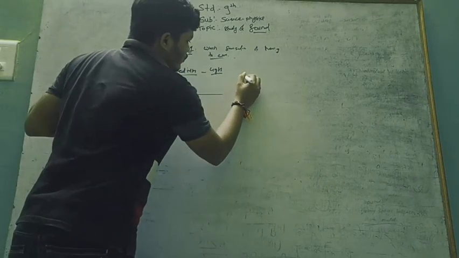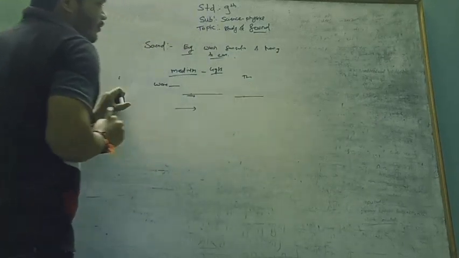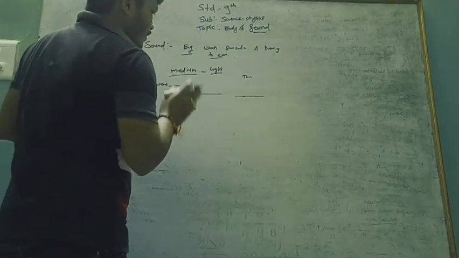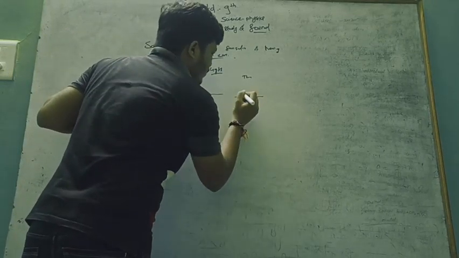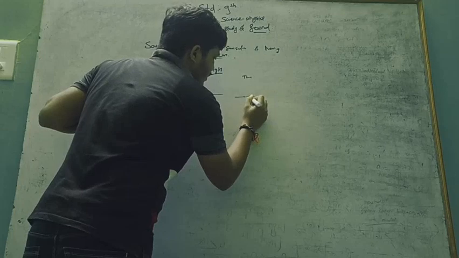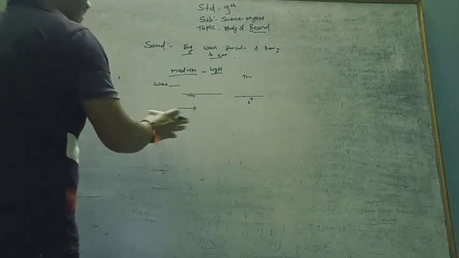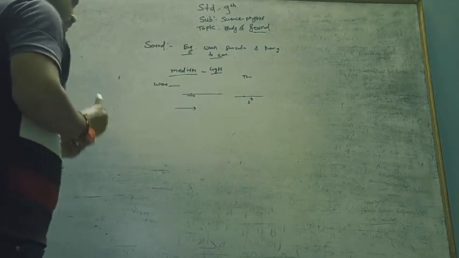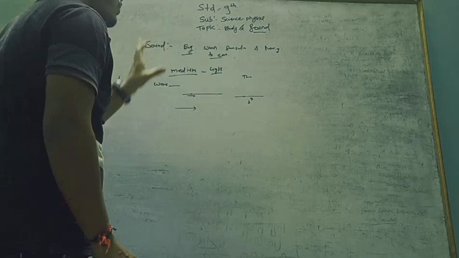But in the transverse wave, consider this is a wave and this is a particle. When the transverse wave propagates, the particles of the wave start to vibrate from their mean position in which direction? In the upward and downward direction, which is perpendicular to the direction of propagation of the wave. So the vibration of the particles in a transverse wave is perpendicular to the direction of propagation.